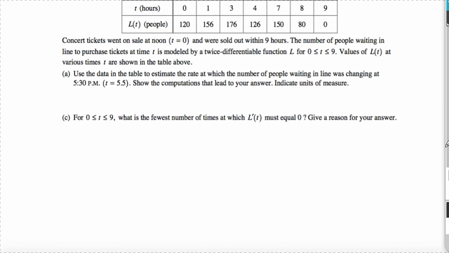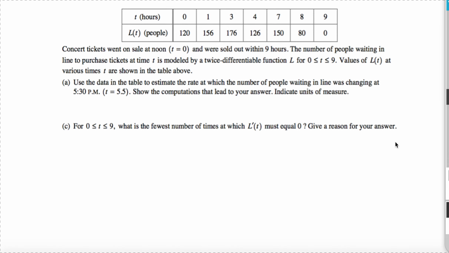So we have a situation. We've got concert tickets being put on sale at noon, and they were sold out within 9 hours. The number of people waiting in line to purchase tickets at time t is modeled by a twice differentiable function L of t up here. The values of L of t at various times are shown up here. If you want to, please go ahead, pause the video, try these two parts, and then come back and check it. If you want an example, I'll go ahead and move through it now.